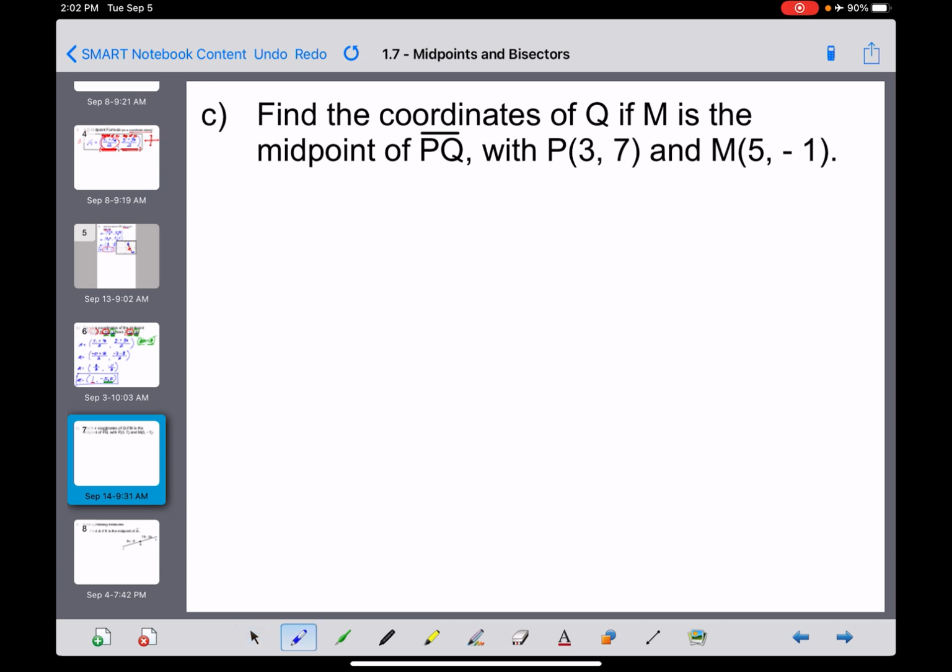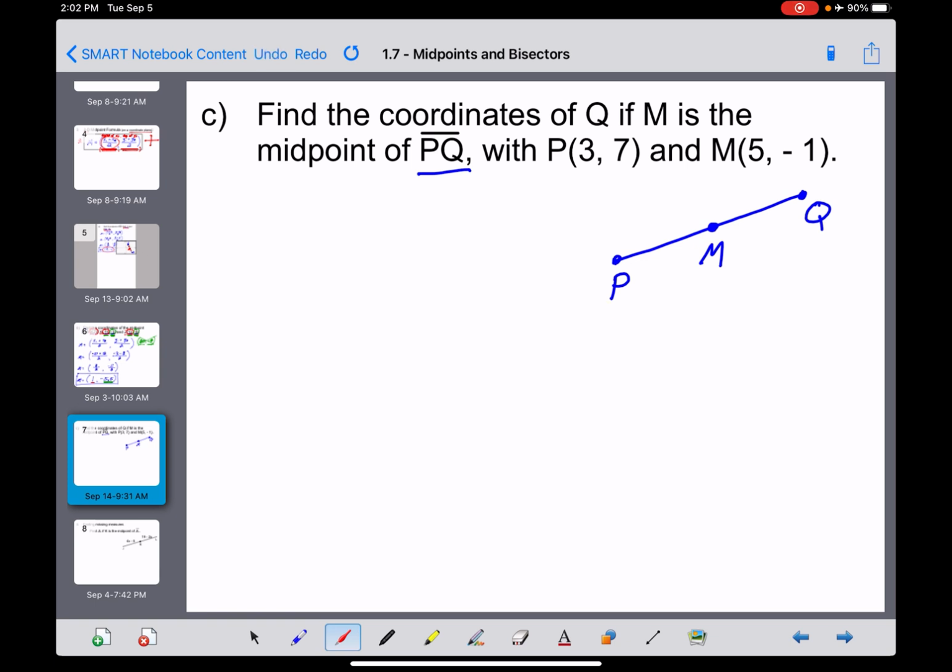So I think a diagram here might be a good idea, guys. We have a line segment right here, and they want us to find the coordinates of Q if M is the midpoint of the line segment PQ. So here's P, here's Q, and M is the midpoint located right here in the middle. Now, this is no different than what we just did on the last two problems. However, in the last two problems, you were given the coordinates of P and the coordinates of Q, the endpoints, and you were trying to find M. This one is flipped around a little bit.